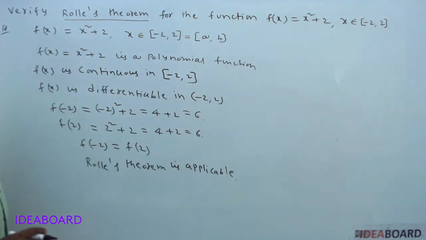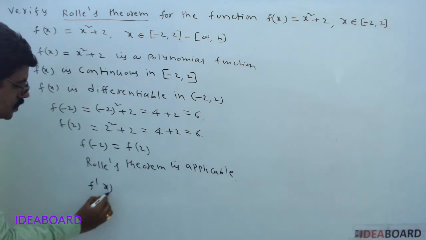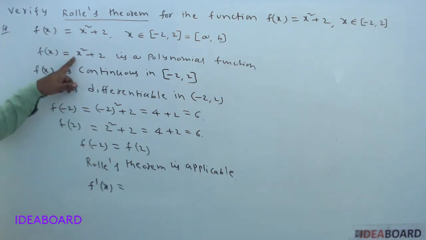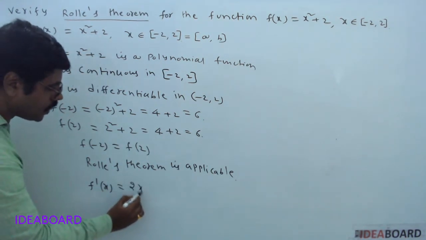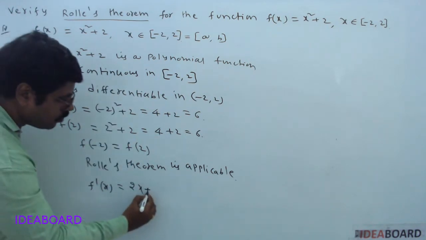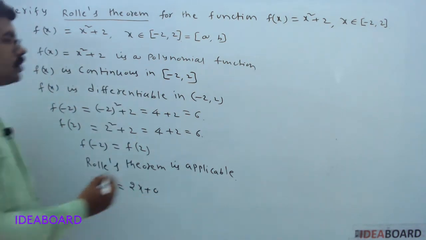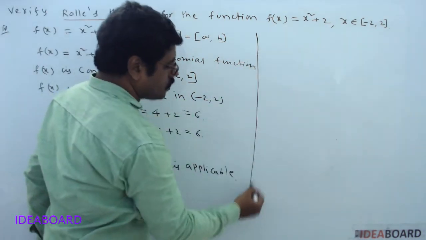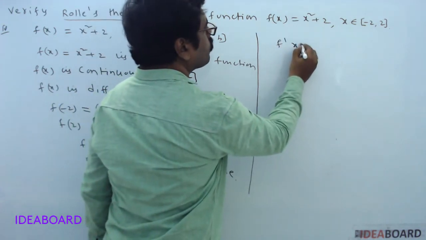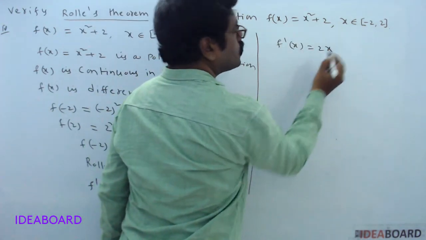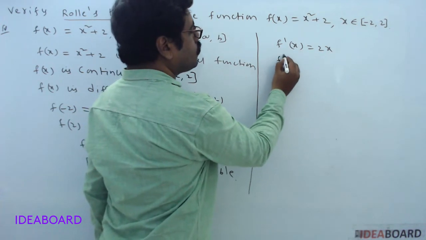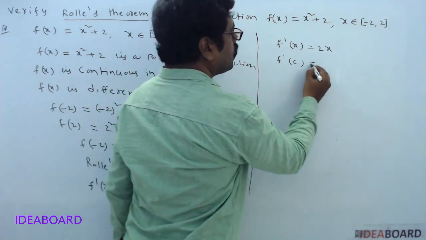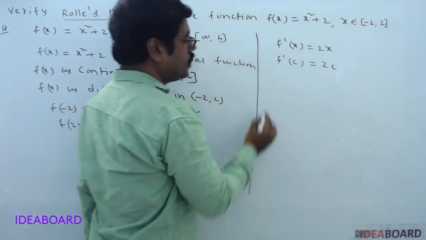First calculate the value of f'(x). So f'(x) is equal to, now the derivative of x square is 2x. Now the constant term 2, what is its derivative? 0. So f'(x) equals 2x. Now what is the value of f'(c)? f'(c) equals 2c.